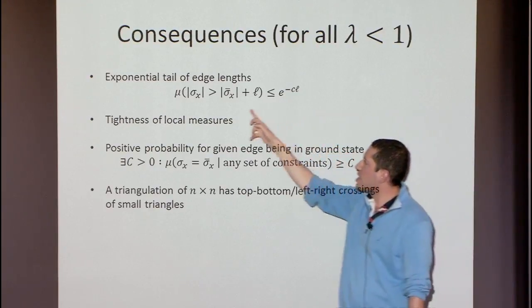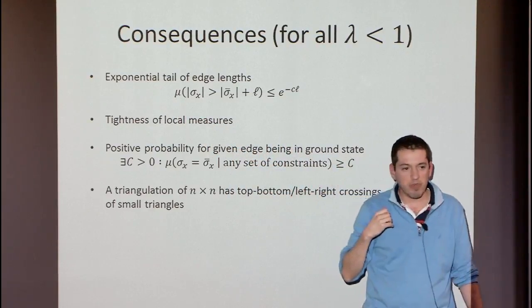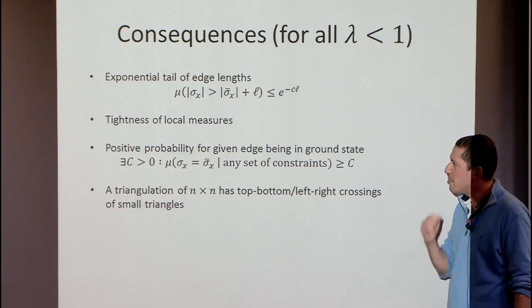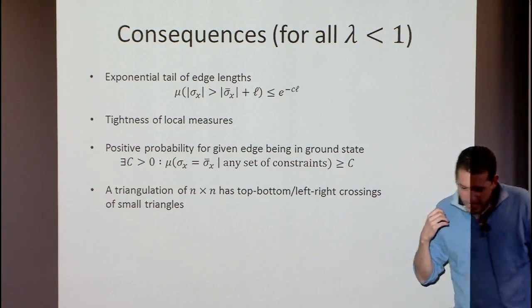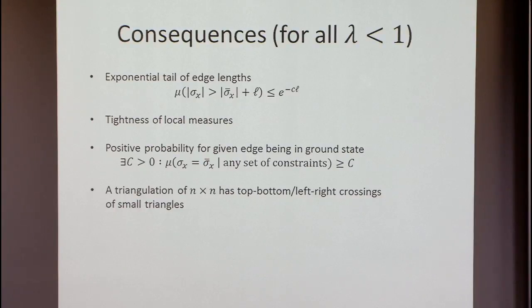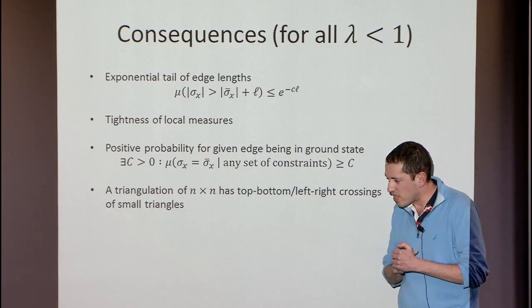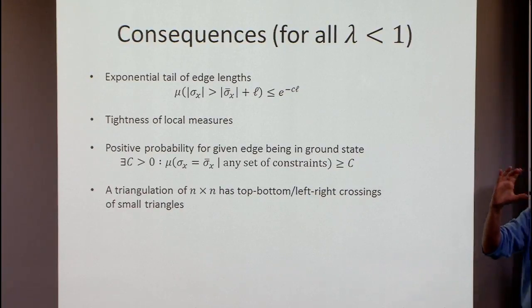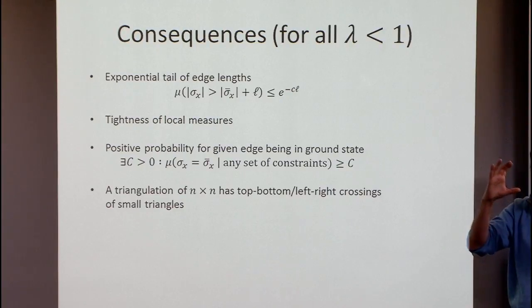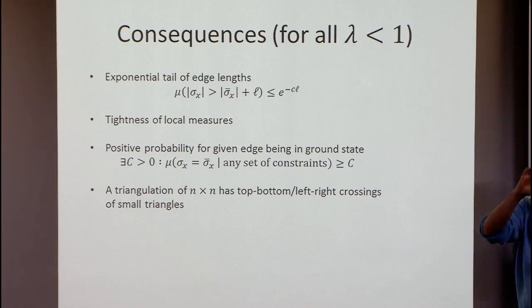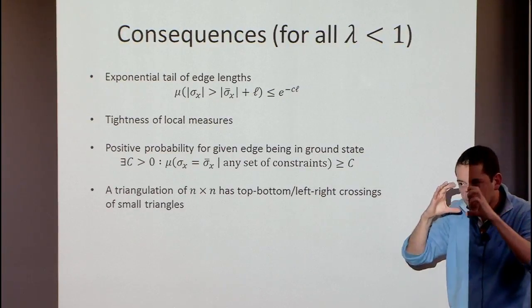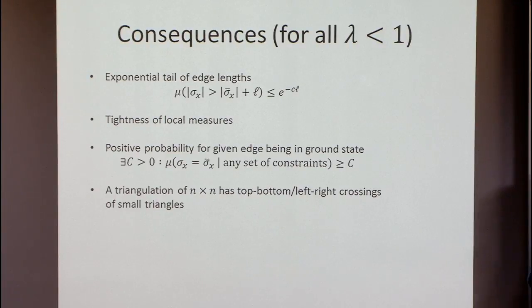Not only does this work for the stationary measure, but also for the measure induced by the Markov chain if you let the Markov chain run for long enough. So I would like to say that the Lyapunov function implies convergence of local measures, in the sense that if I look at a fixed square of some fixed size in the middle of your n by n square, and I look at all the edges that intersect this square, and I let n go to infinity, the measure on this small box converges. But we are not yet able to prove that.